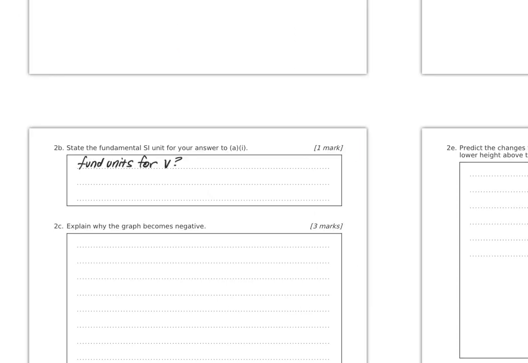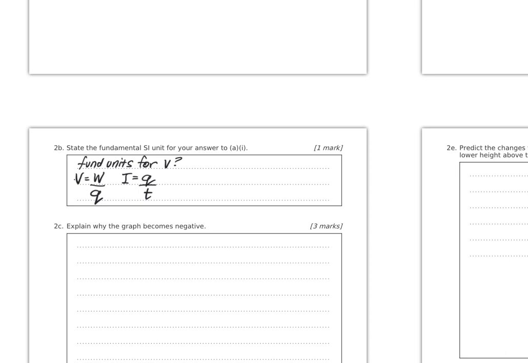And then 2b says, write down the fundamental SI units for your answer to A. I don't know why it says AI, it's not I, it's just A. But fundamental units for a volt. I don't know if this question is necessarily an 11.1 question, but fundamental units are applicable in every unit. So voltage V equals W over Q, but Q is in coulombs.